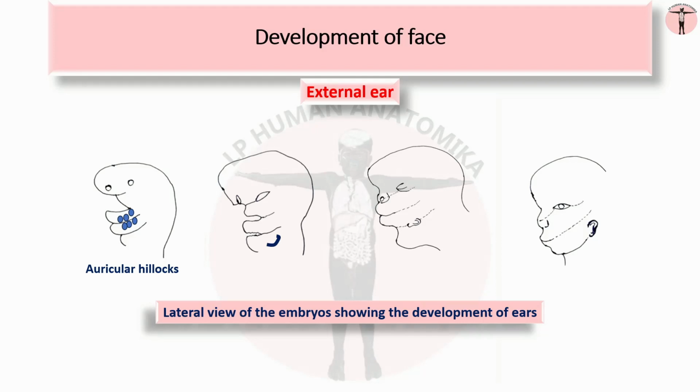Initially, the external ears are positioned in the neck region. However, as the mandible develops, they ascend to the side of the head and come to lie at the level of the eyes. Till now, we have discussed the development of the superficial parts of the face. Now, let us discuss the development of deep parts of the face.